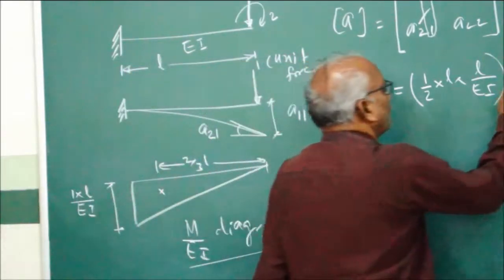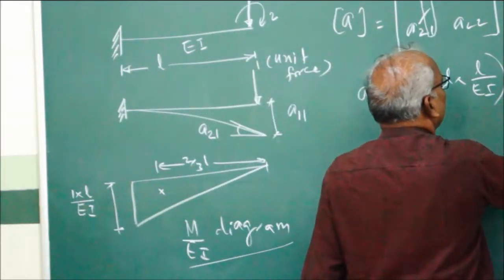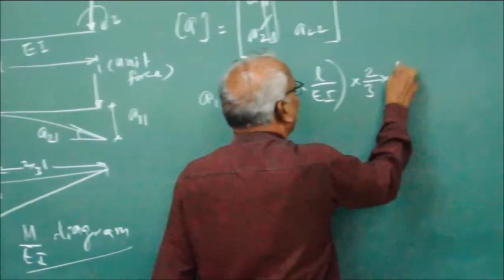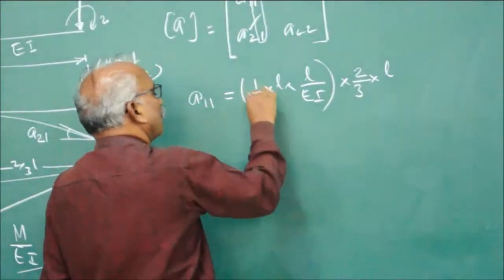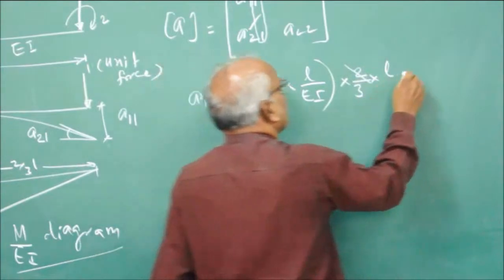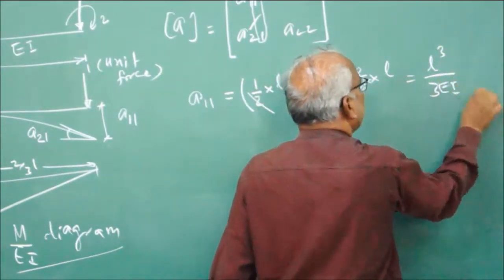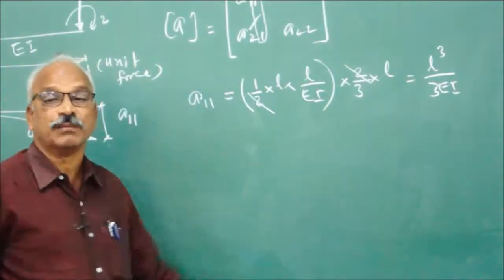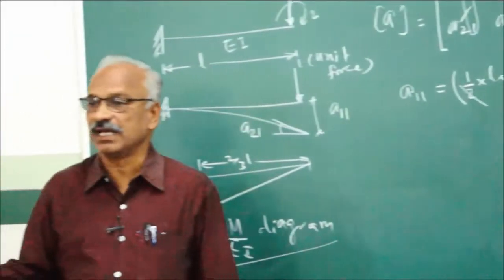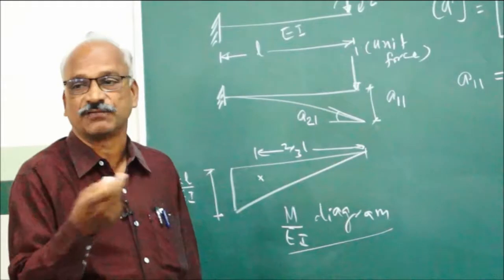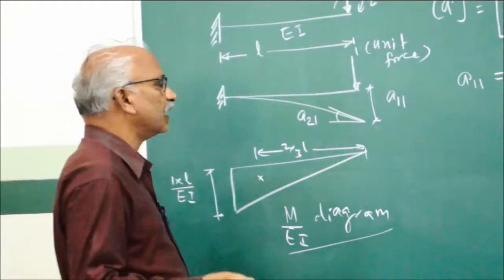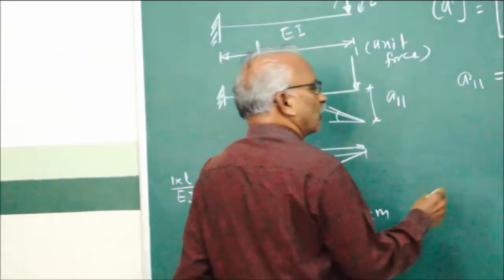So, moment of area will be given by area multiplied by 2/3 L. So, we can simplify this. This is equal to L cubed by 3EI. You know, if the force is W, say W L cubed by 3EI. Here the force is unity. Therefore, it is L cubed by 3EI. So, A11 equal to L cubed by 3EI.